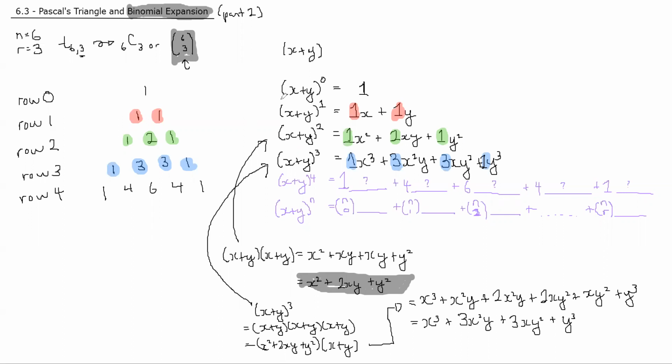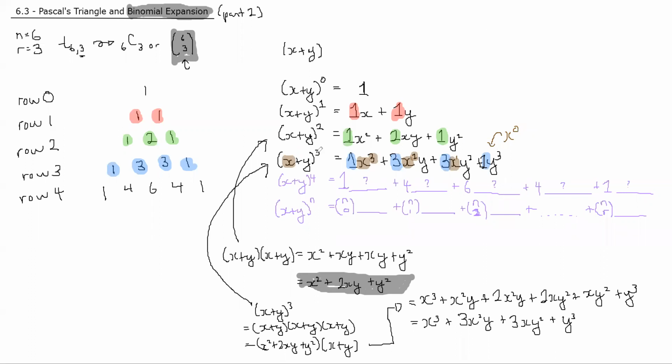Please take a look at the first term. The first term is x. X has a power of 3. X has a power of 2. The x has a power of 1. And then the x, in this case, has a power of 0. 3, 2, 1, and 0.